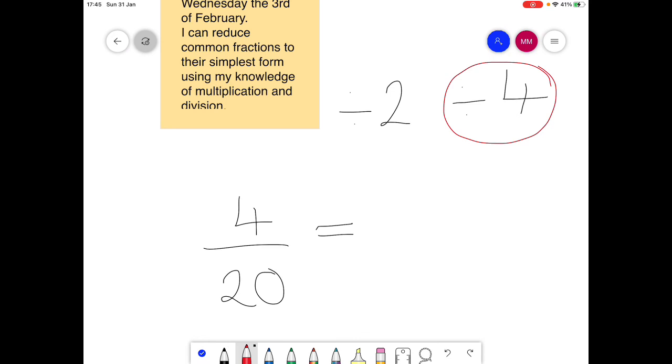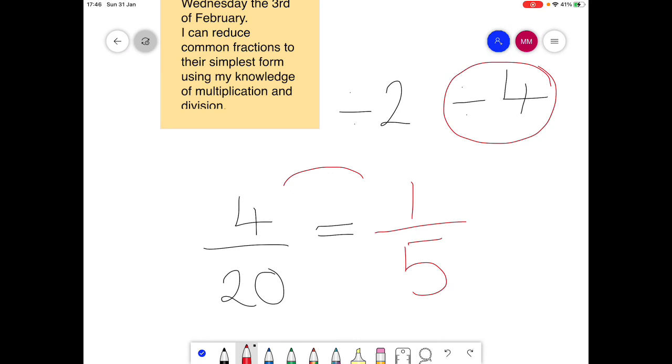So that way we only have to do one step. If I divided it by 2, I'd have to divide it again because it wouldn't be in its simplest form. So the greatest common factor they share is 4, so we're going to divide by 4. 4 divided by 4 is 1. 20 divided by 4 is 5. Okay, so 1/5 is its simplest form.